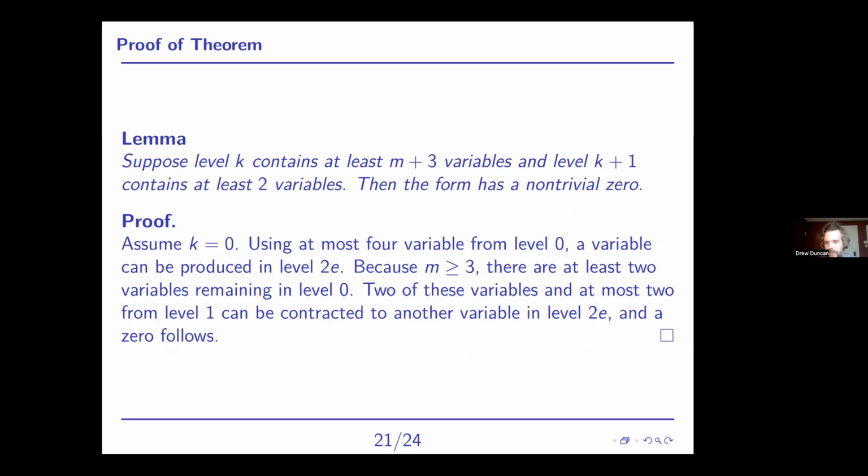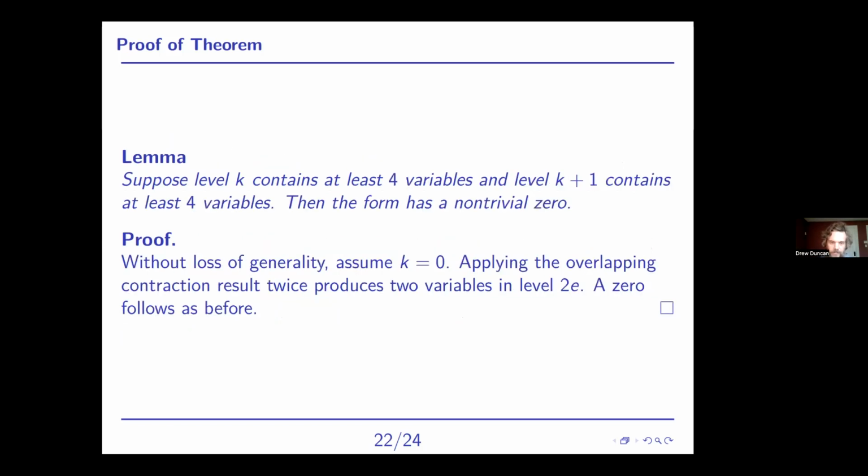Suppose, let's say level 0 contains m plus 3 variables and level 1 contains at least 2 variables, and the form has a non-trivial 0. We'll use, by that first lemma, at most 4 variables from level 0 in order to produce a variable at level 2e. Because m is at least 3, that leaves at least 2 variables in level 0, and we assume that we have 2 in level 1. And so we perform that sort of overlapping contraction lemma to get another one in level 2e, and we're done.